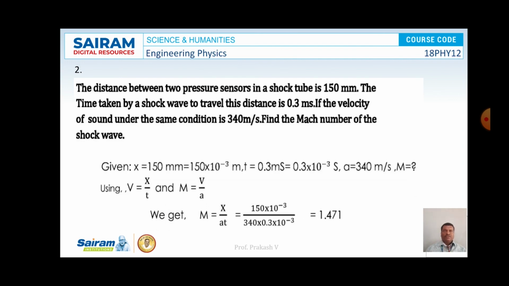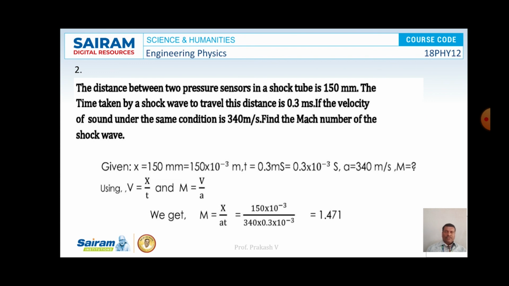The next problem: the distance between two pressure sensors in a shock tube is 150 millimeter. The time taken by the shock wave to travel this distance is 0.3 millisecond. The velocity of sound under the same condition is 340 meter per second. Find the Mach number of the shock wave. Here the given data is x = 150 mm, that is 150 × 10^-3 m, t = 0.3 millisecond, that is 0.3 × 10^-3 seconds, and a, the velocity of sound, is 340 meter per second.